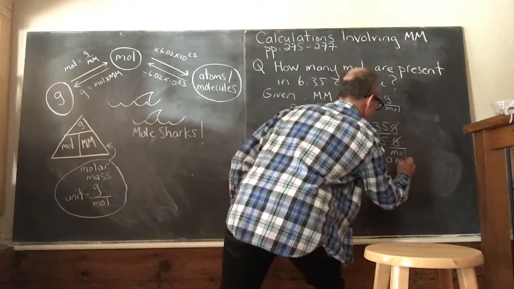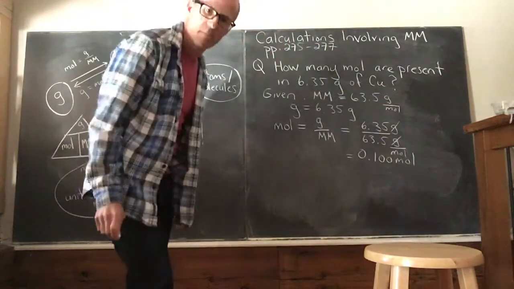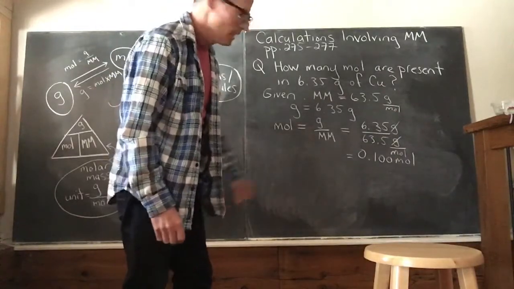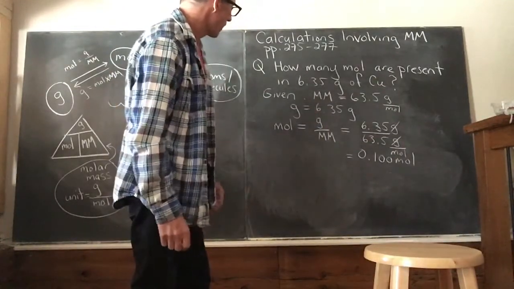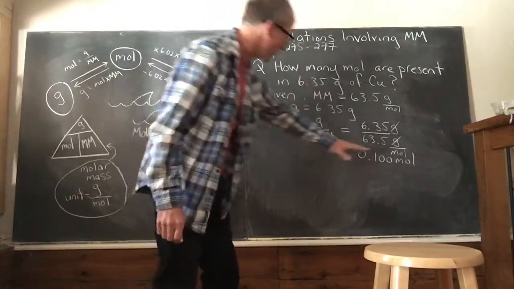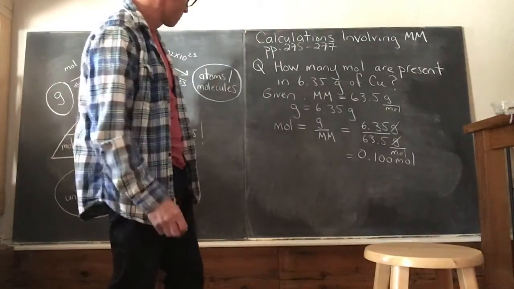And lo and behold, we have 0.100 moles. We'll talk about significant digits another time, but for those of you that have been through physics especially, maybe this makes sense. This number has 3 significant digits, and so does this. Bottom line, we have 0.1 moles.